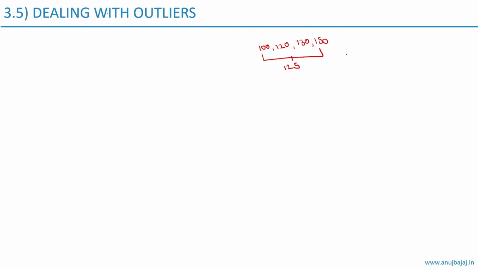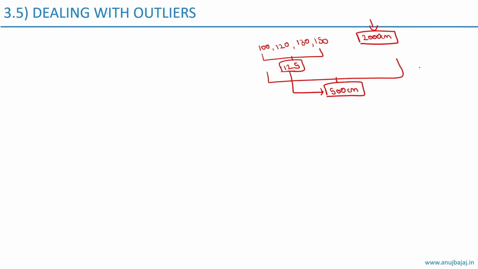Now we have a new addition to the classroom, a new student whose height is 2000 cm. Now the arithmetic mean of the classroom height goes up to 500 cm. So as you can see, just because of this one large outlier, the arithmetic mean has increased significantly to 500 cm. And this new arithmetic mean is not the accurate representation of the student's height.